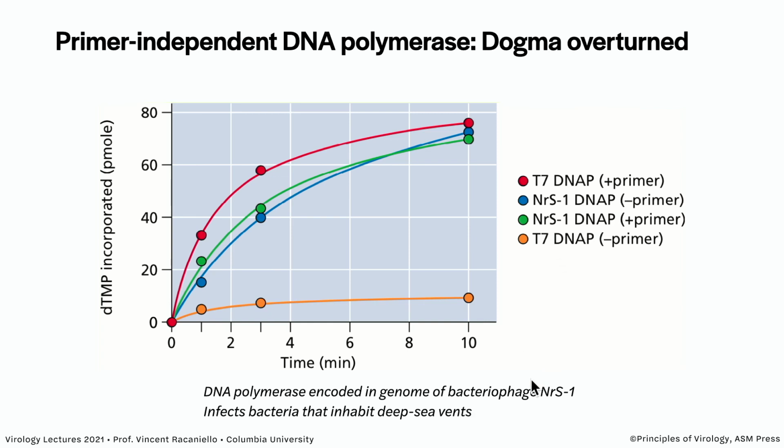For reasons I don't remember, they decided to purify the polymerase from this phage, and they found it was primer independent. So here's NRS1 without a primer in blue, plenty of incorporation, and with a primer doesn't matter. Don't need a primer. Dogma overturned. So maybe this is an ancient polymerase, and it evolved to utilize primers.